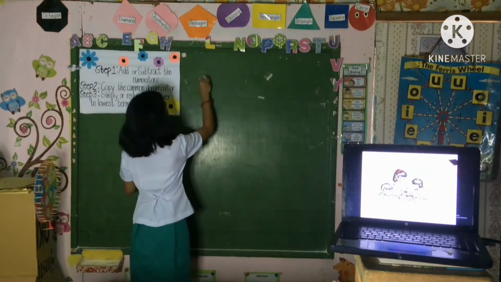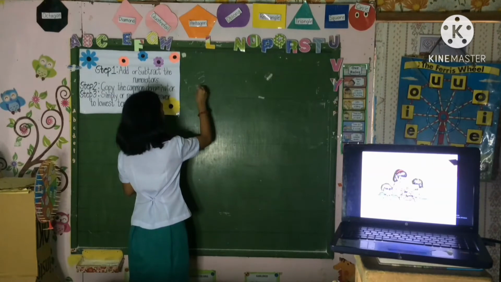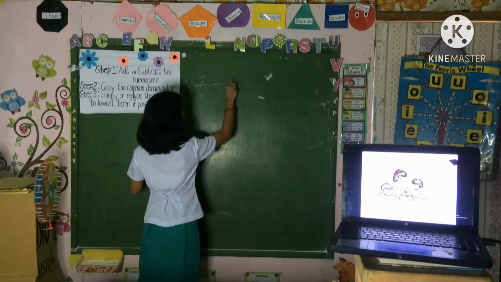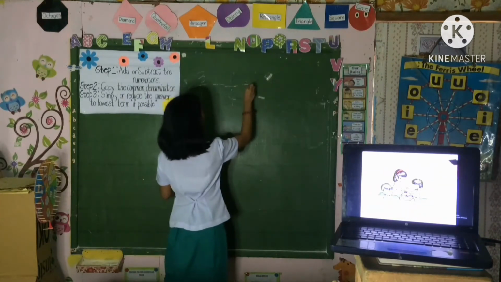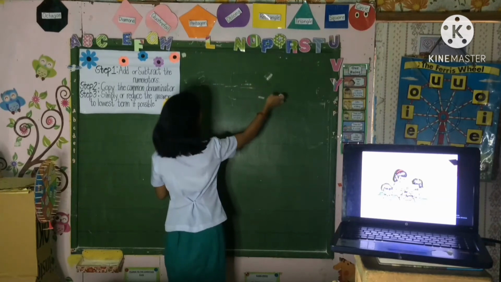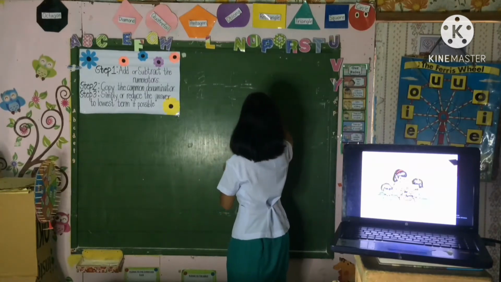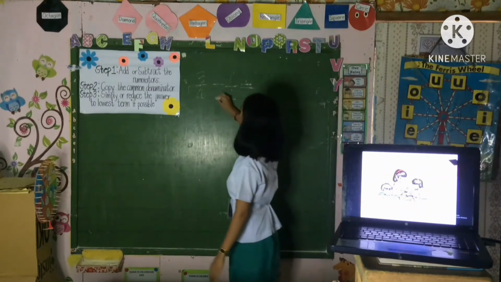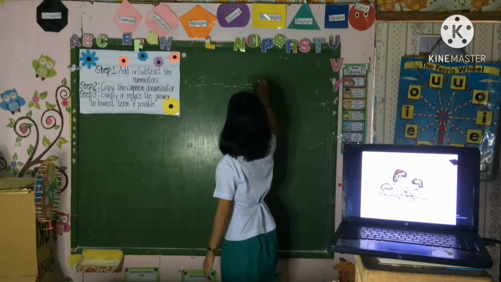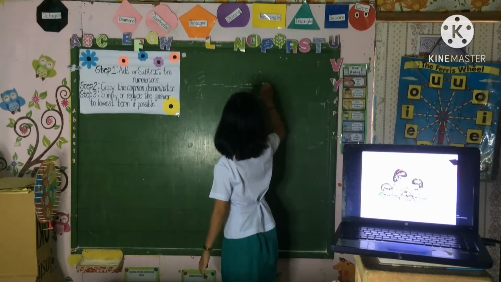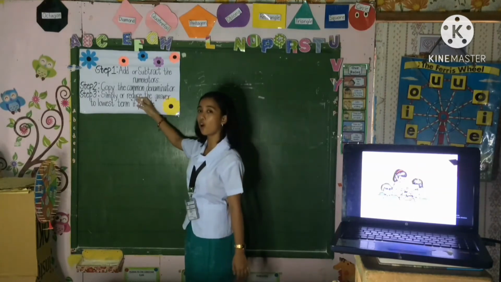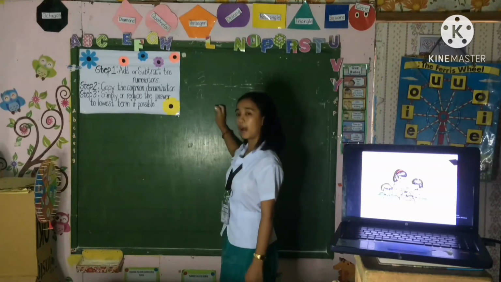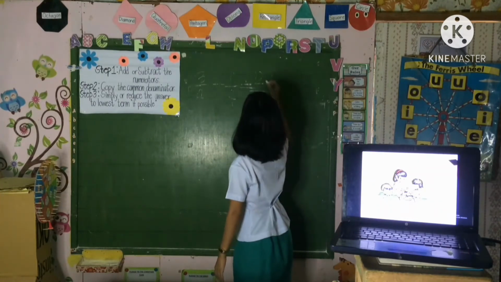We have 3 over 4 minus 1 over 4. Again, we will follow these steps to answer this similar fraction. Step 1 is add or subtract the numerators. 3 minus 1 is 2. Then next is copy the common denominator, which is the 4. Then next is simplify or reduce the answer to lowest term if possible.